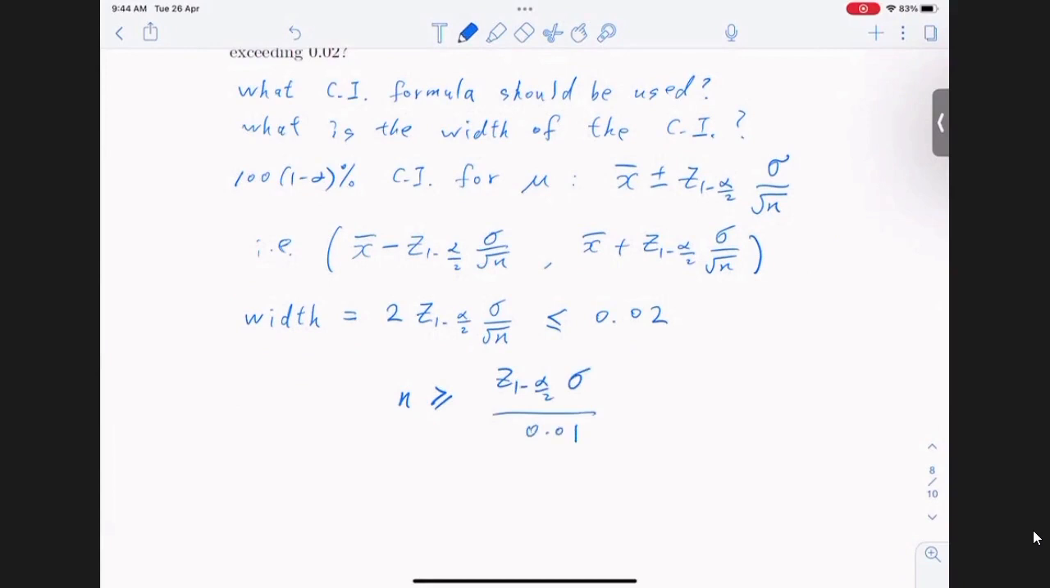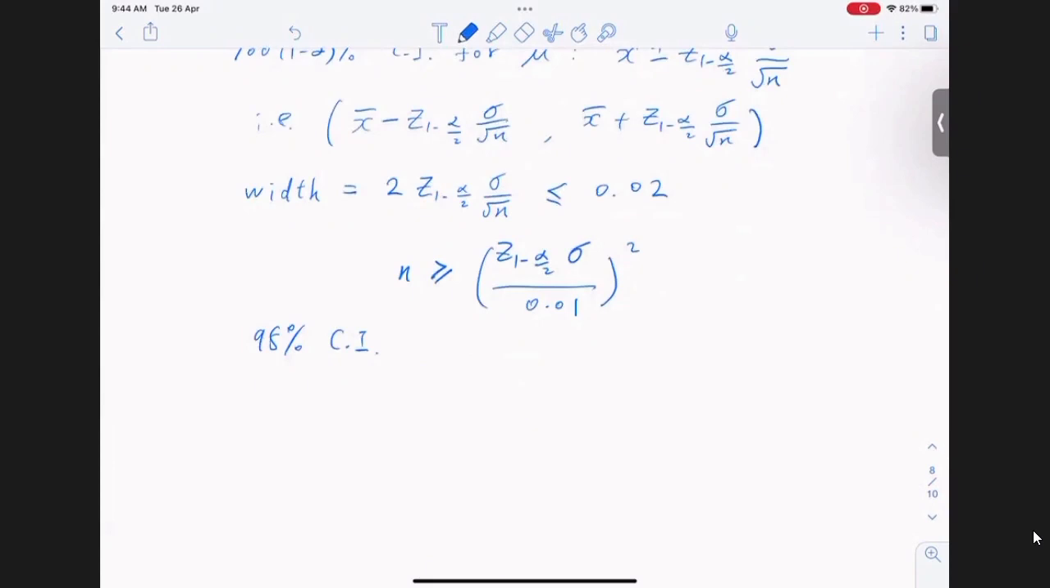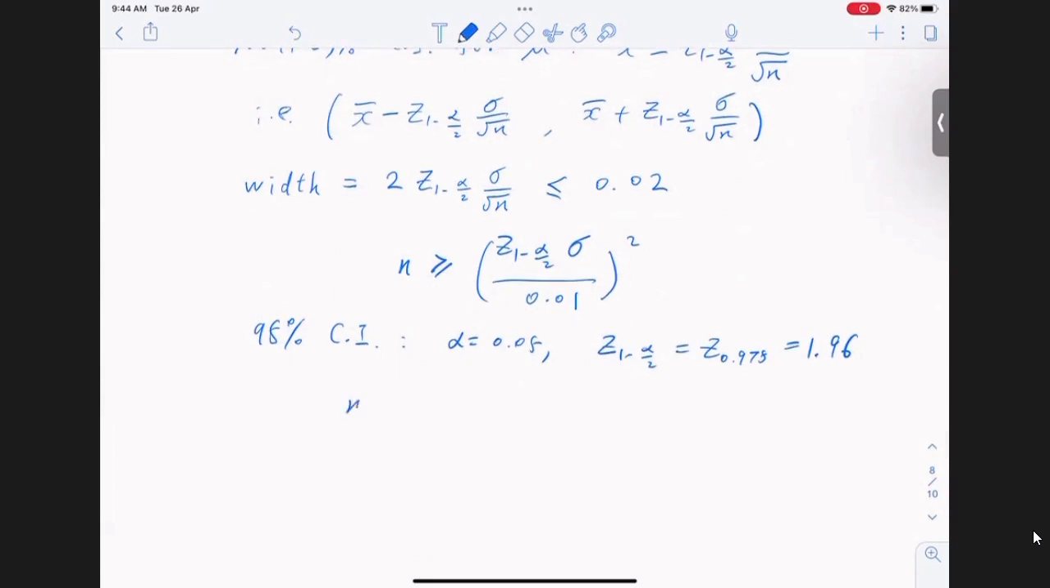Now we need to take the square. So it depends on the value of this. For example, for a 95% coverage, alpha is equal to 0.05. z 1 minus alpha over 2 is equal to z 0.975, which equals 1.96. Again, you can find it from the standard normal distribution table or from R. So we put everything into the formula.